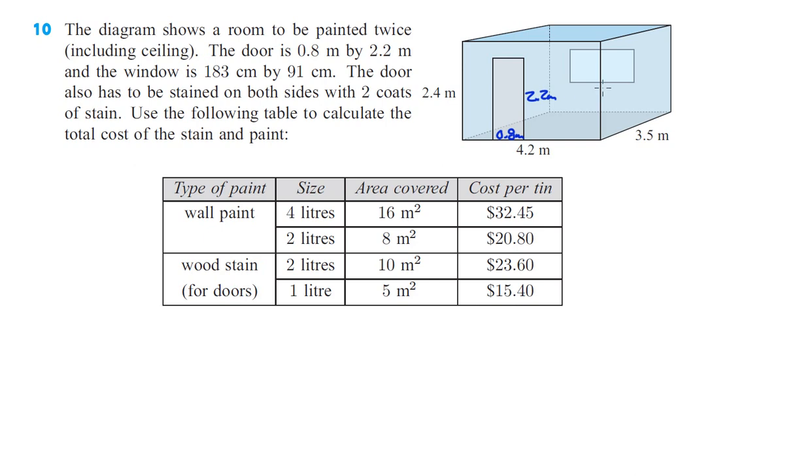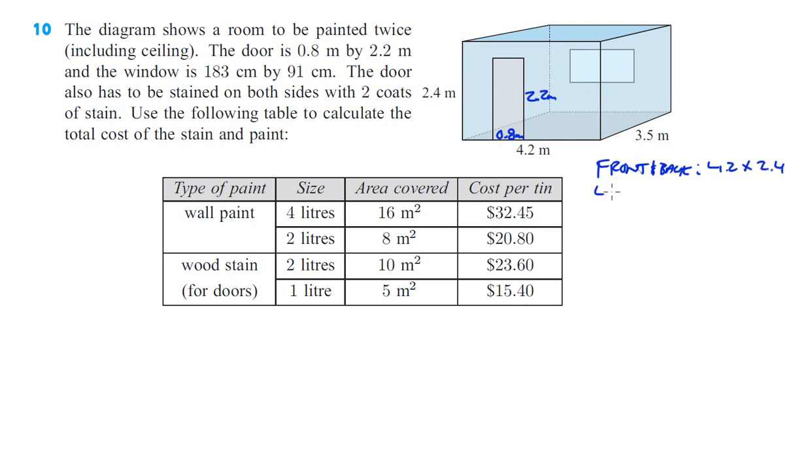Okay, so we're going to need to figure out the room, including the ceiling. We're going to paint the ceiling. So let's figure out the total surface area that we need to paint. The front is 4.2. So let's do front and back. That's this one here and that one there, and that's going to be 4.2 by 2.4.